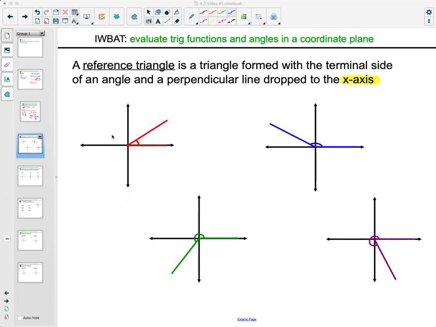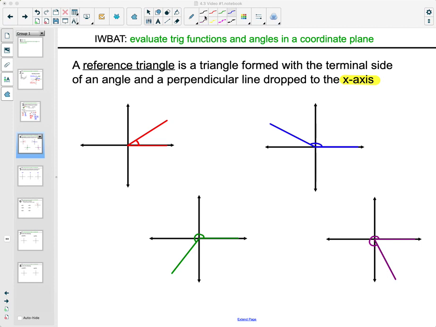Then when we're working with these angles on a coordinate plane and starting to evaluate trig functions, what's called a reference triangle or a reference angle is going to become a very big idea. So a reference triangle is a triangle that's formed by the terminal side, the ending side of your angle, and a perpendicular line dropped to the x-axis. So I've drawn 4 different examples of this in each of the different quadrants.